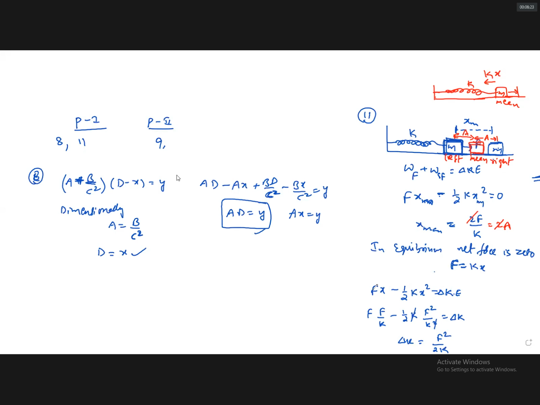And from the work energy theorem, work done by that applied force plus work done by the spring force is equal to change in kinetic energy. So when the block is moved from the left extreme, meaning initially it is at rest, from that position to the mean position by a distance x, then the kinetic energy acquired by the block we get as F square by 2k.